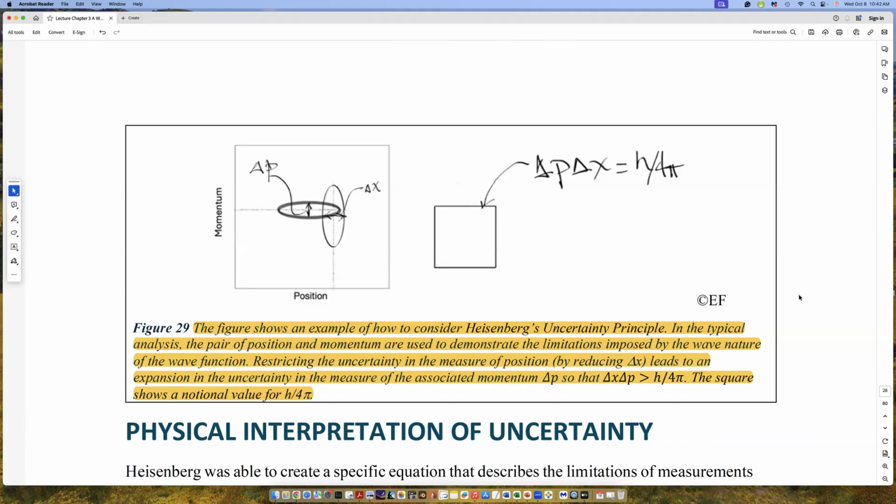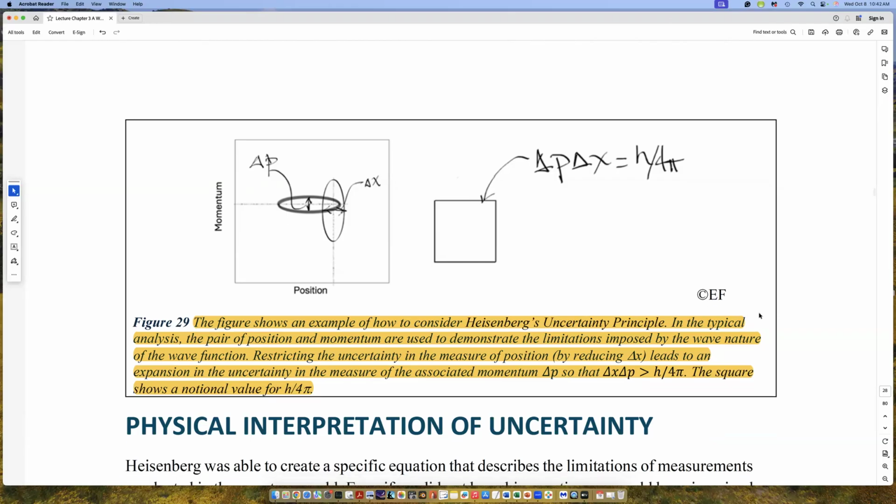Somewhere else in the book, I have a picture of somebody who has made an animal out of balloons. If you squeeze that balloon animal to confine it in one direction, it will bulge in the other direction. It's an unavoidable property of any system that is described by waves.